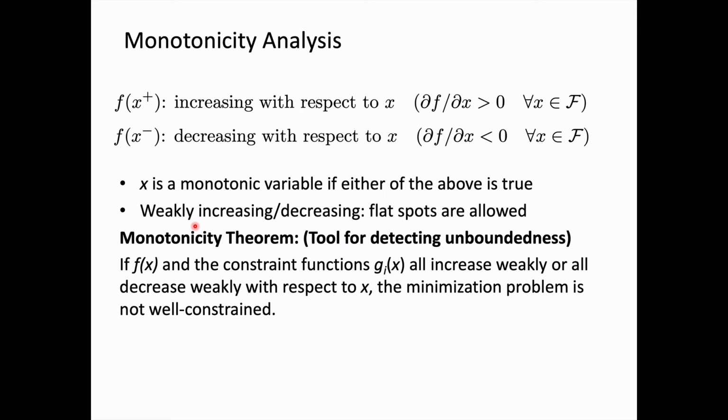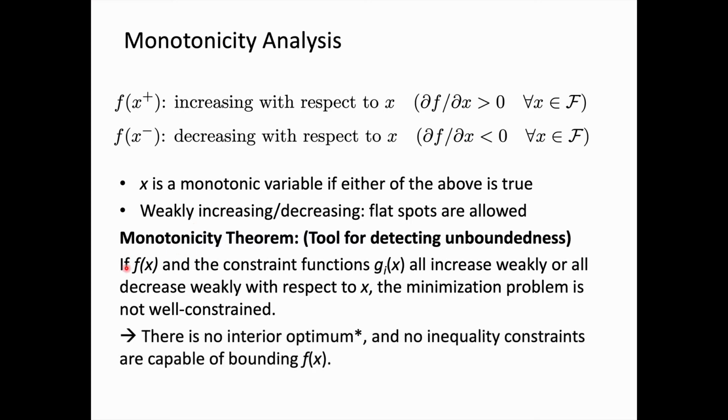There's a particular theorem called the Monotonicity Theorem that is an important tool for helping us to detect unboundedness. We're going to learn a technique that's based on this theorem that will help us to systematically determine whether a problem is bounded or not. If we satisfy the conditions described here, then there's no interior optimum and there are no inequality constraints that are capable of bounding our objective function, and then that means it is an unbounded problem.